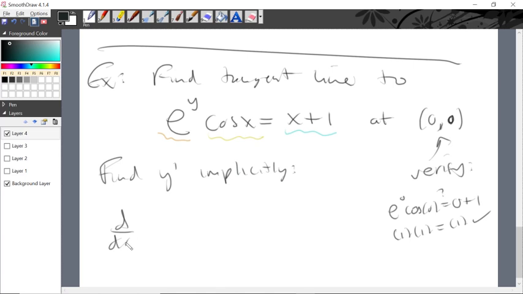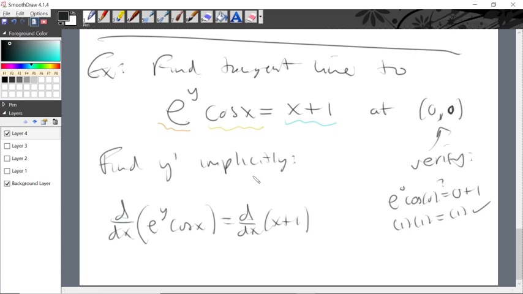So we'll take the derivative with respect to x of the left-hand side, and that is equal to the derivative with respect to x of the right-hand side. On the left-hand side, we're going to need a product rule. So for the product rule, first I'm going to take the derivative of e to the y.